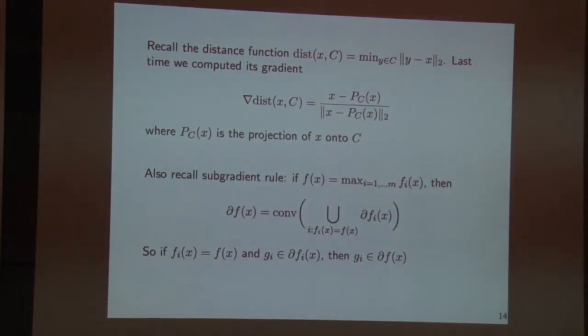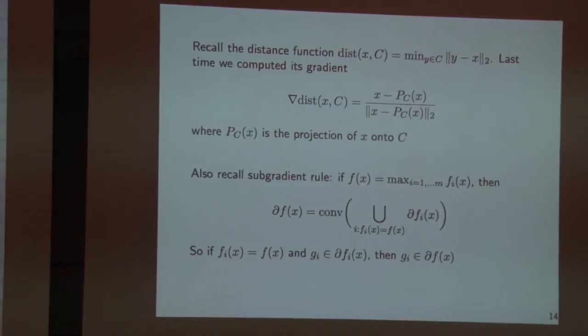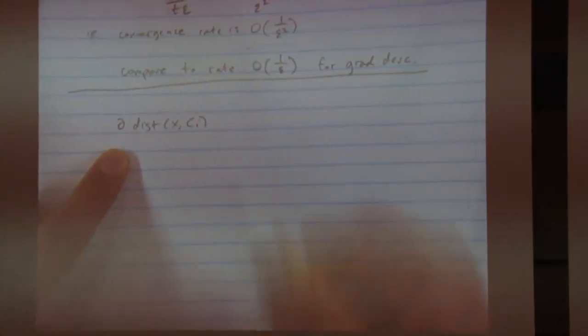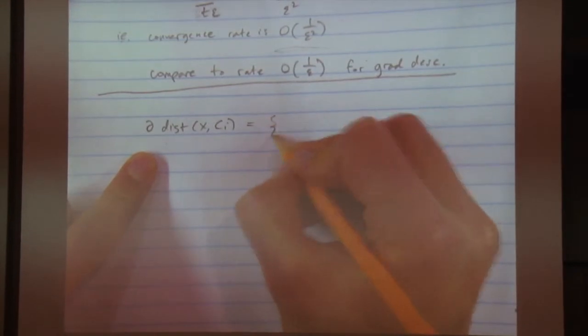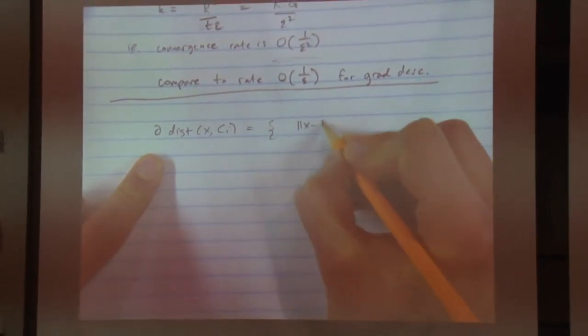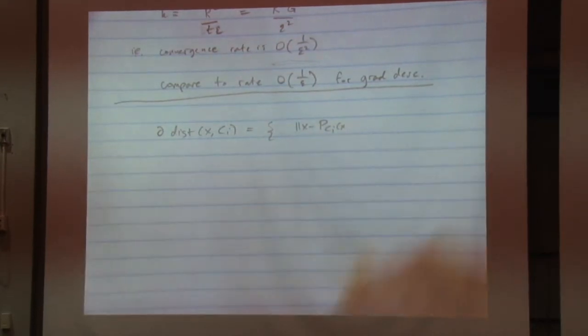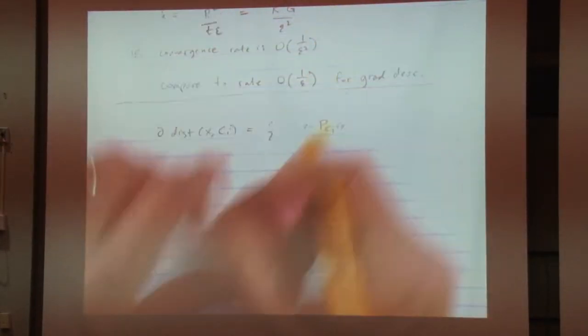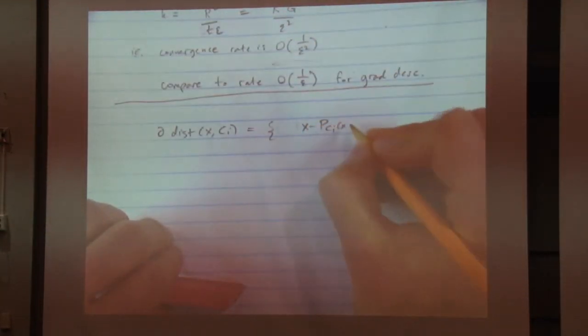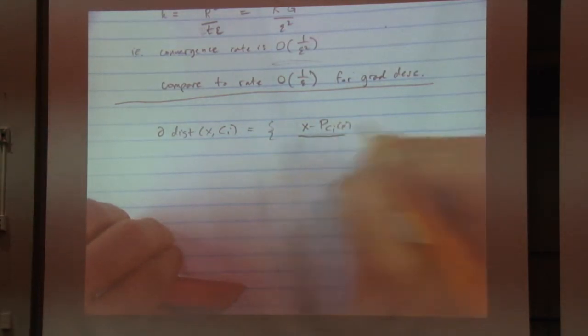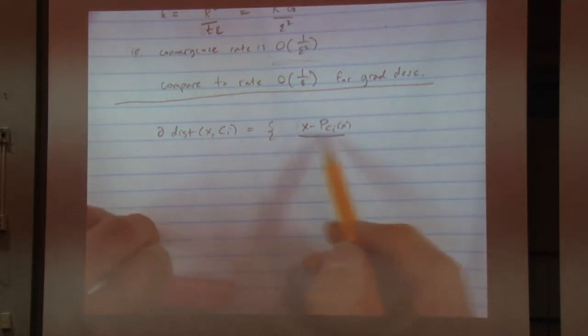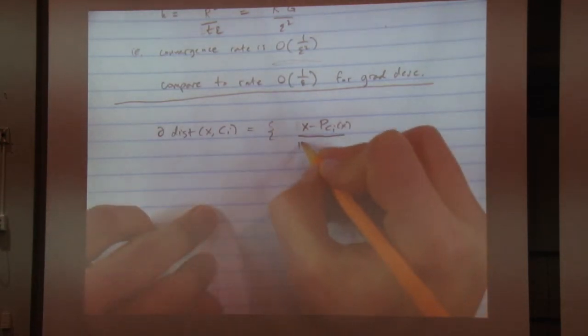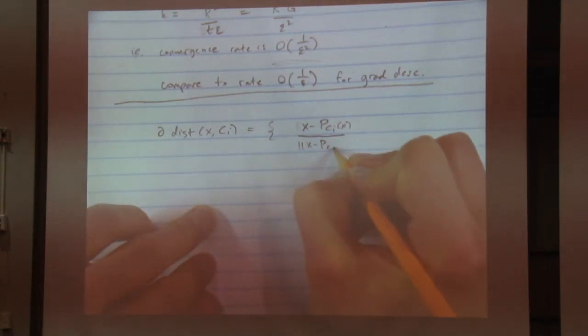And in fact, like I said, for the distance function to any convex set, I'll just write it down for you one more time. We know that the subgradient of the distance between a point and any convex set contains one element, and that looks like this. It's the difference of x and its projected point onto the convex set Ci, divided by the norm of that difference.